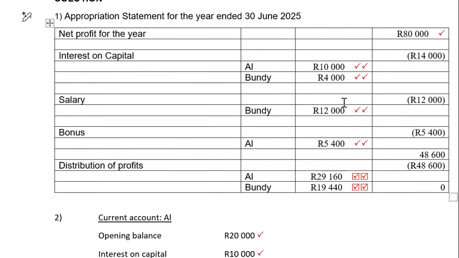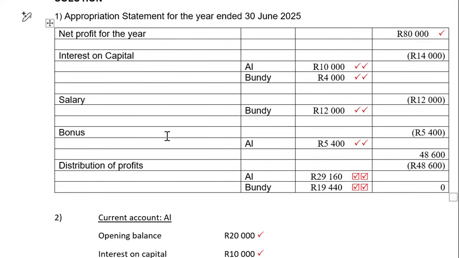They thought they would give Bundy a special salary, which was 1,000 Rand per month. So that 12,000 there needs to be taken off the net profit for the year. So 1,000 times 12 is 12,000 in brackets there. So now you have 80,000 minus the interest on capital, minus the salary to Bundy.